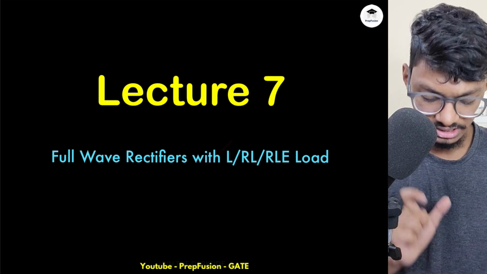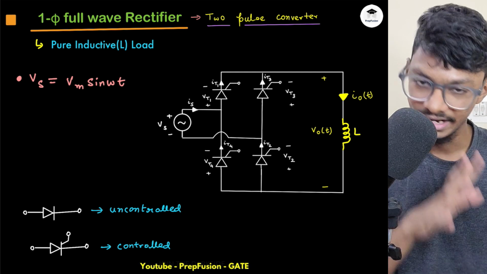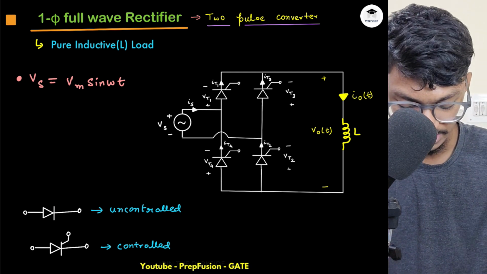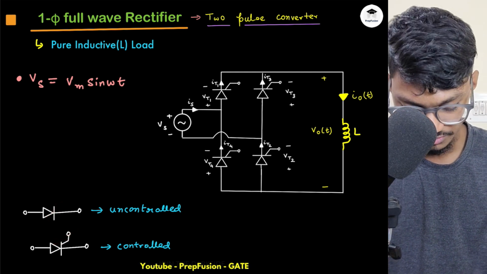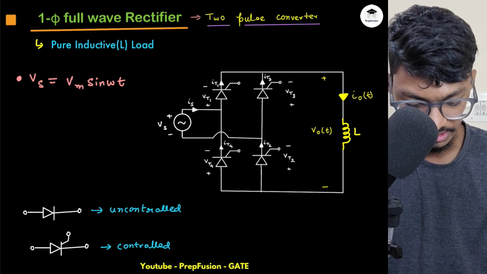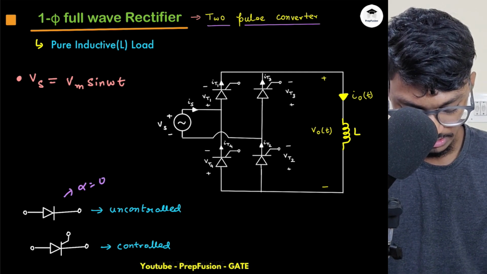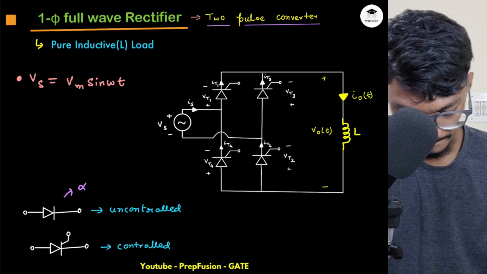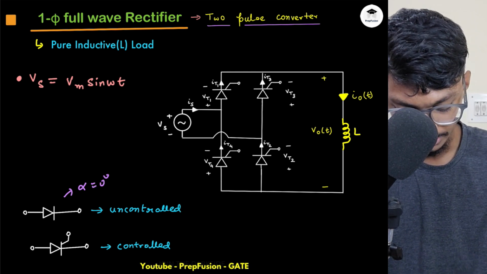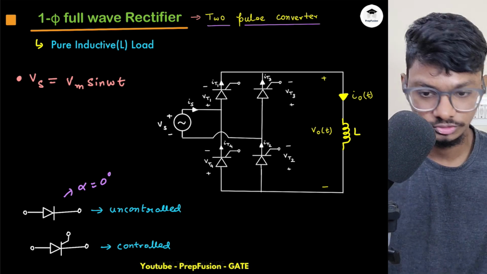So first we'll analyze the inductive load. In case of inductive load, we'll analyze two cases: the uncontrolled case as well as the controlled case. The uncontrolled case is when my alpha is equal to 0. We'll analyze them separately because the separate analysis is actually needed for alpha equals 0 degrees. So we'll analyze both of these.